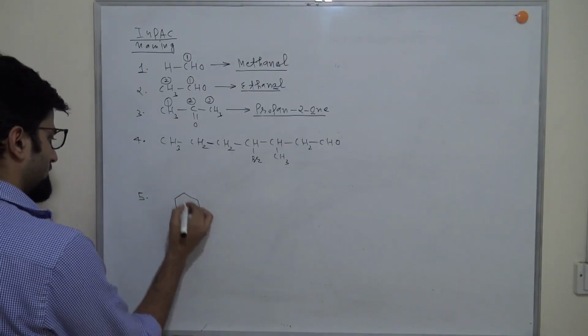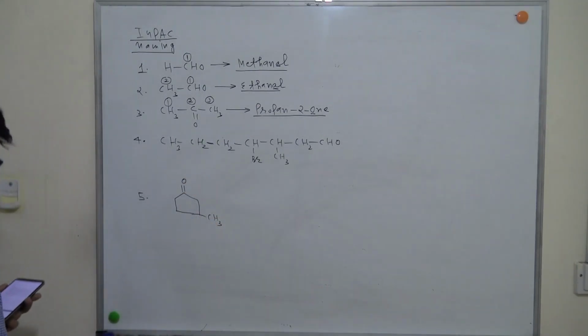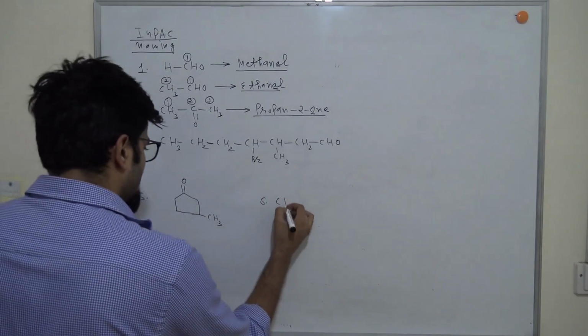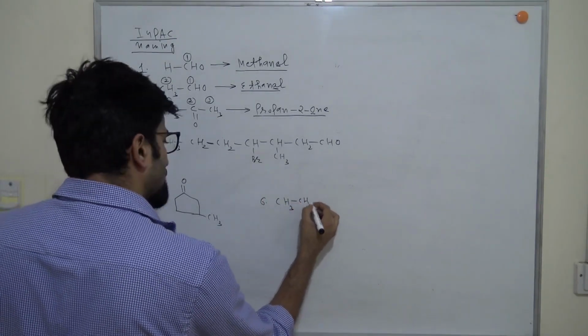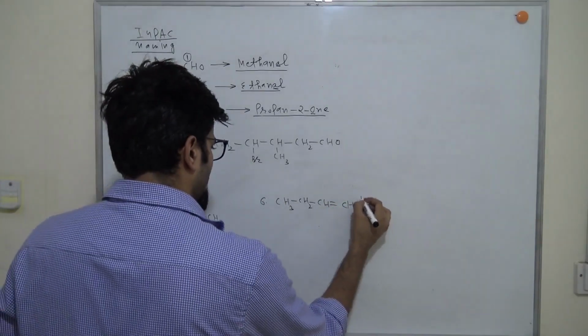So try and tell me their names, then I will help you later. Okay, the next compound is this. Then next compound is CH3, CH2, CH double bond, C, H, C double O, H.